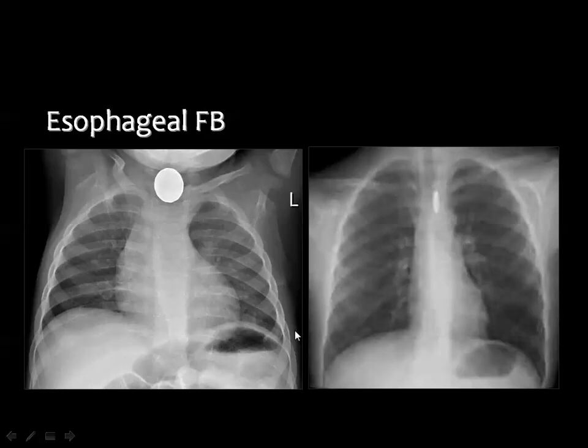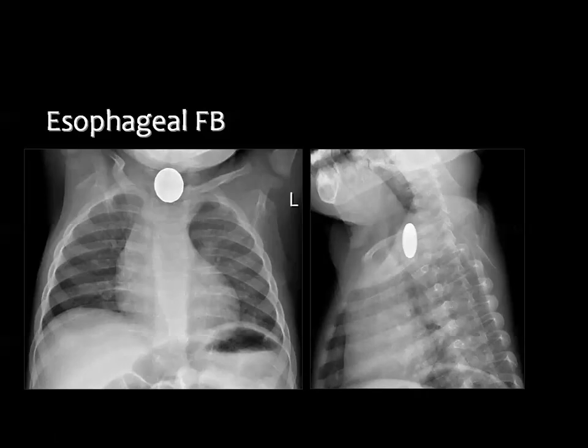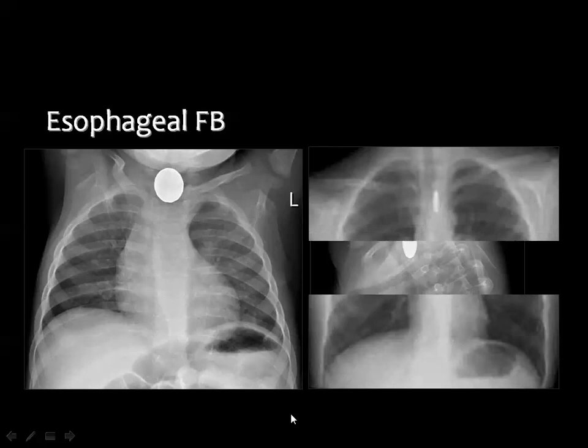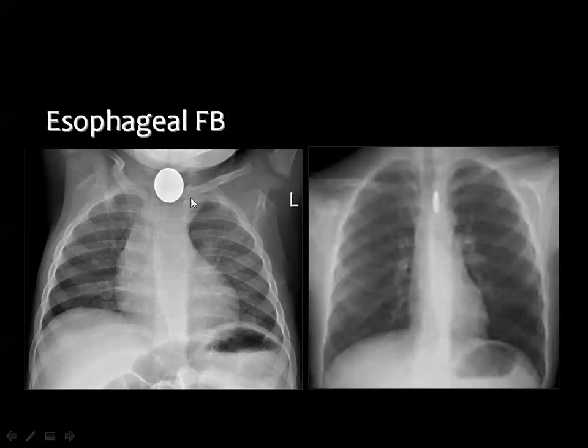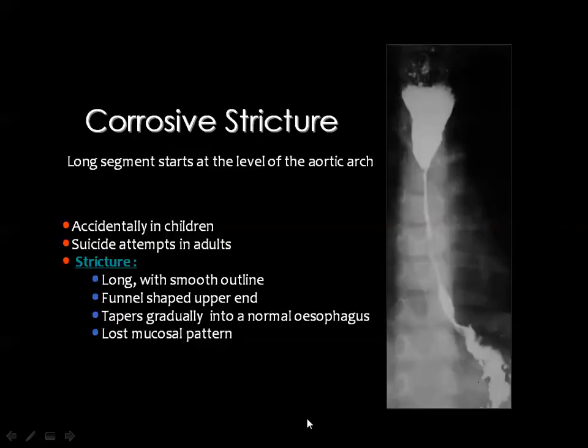And here you can confirm the site of the foreign body by the lateral view. This is the tracheal air column. The foreign body is posterior to it, meaning that it is in the esophagus. So, in the frontal view of the chest X-ray, if you see the foreign body like this, it is esophageal. If you see it like this, it is a tracheal foreign body.